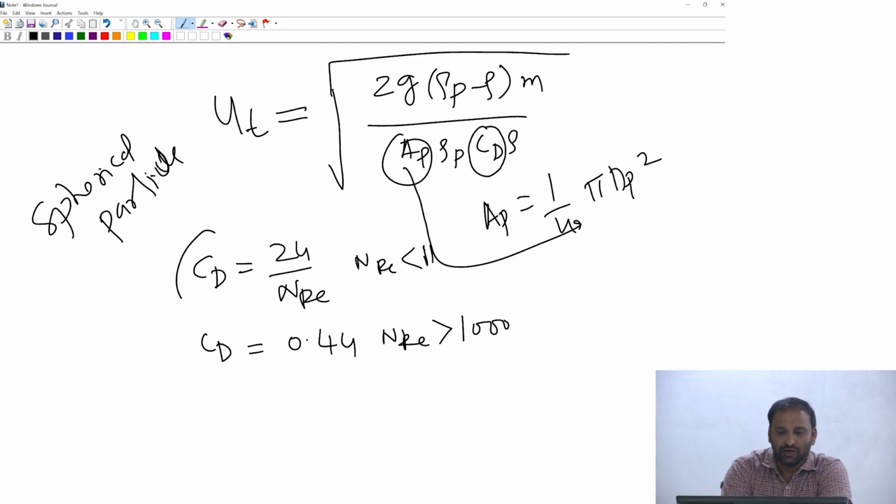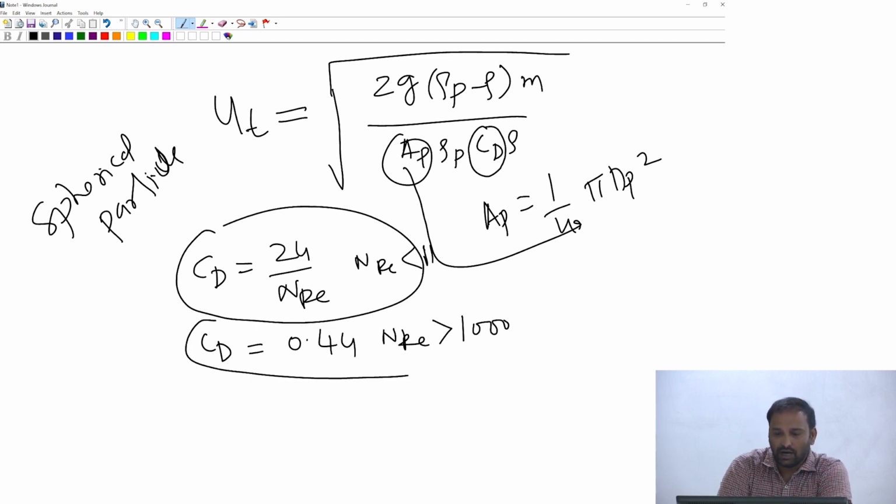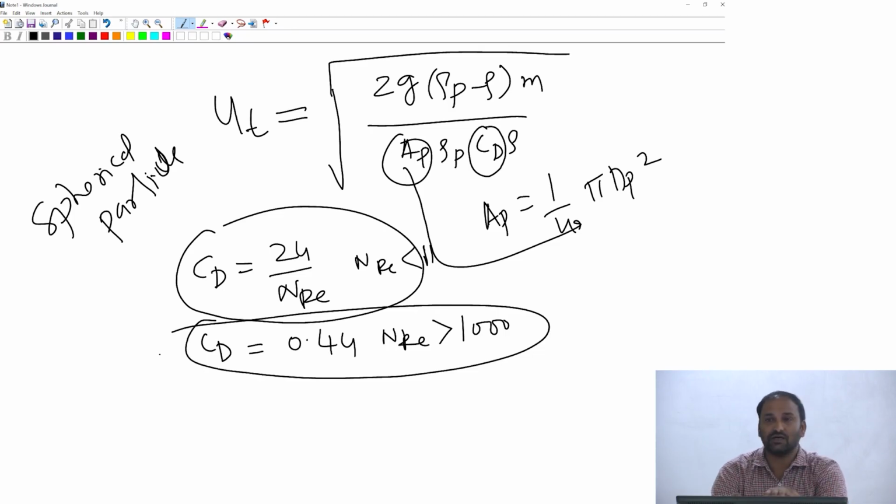I can substitute for these limiting cases, and of course these are valid only for spherical particles, okay. The plot that I showed is valid only for the motion of a spherical particle in the fluid. If somebody is working with other types of particles, or other geometry of particles, you would have to think about using an appropriate CD versus Reynolds number plot, okay.